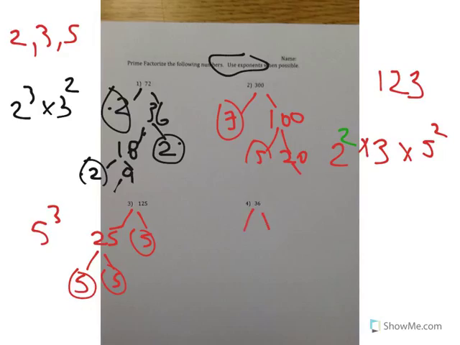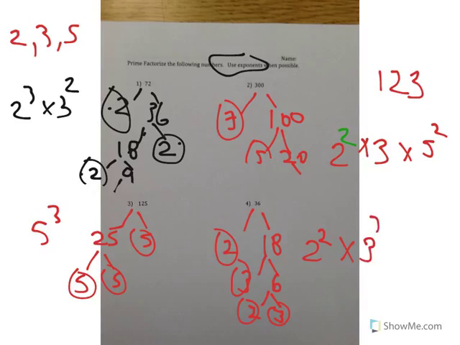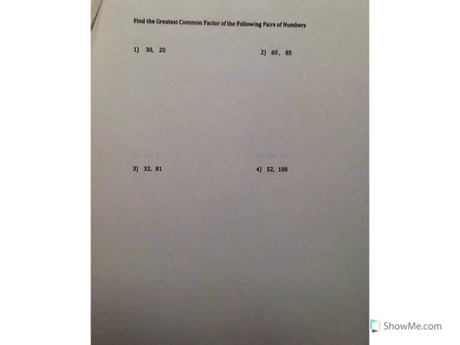For 36, it's going to be 2 prime and 18. If you want to do 3 and 6, that's fine. If you want to do 2 and 9, that would have been fine too. You would come up with the same answer, 2 and 3. So it's going to be 2 to the second power times 3 to the second power. So that's how that works. Now let's move on here.